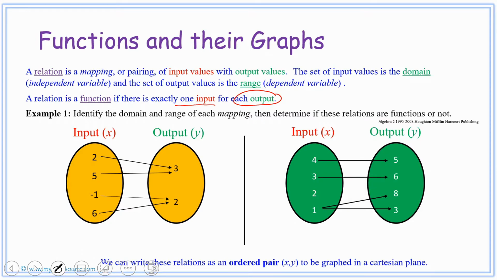I'm going to skip that first. We can write these relations as ordered pairs. So just to help you out, this will help us out in answering that question. We see here that we can say 2 and 3 makes this first coordinate pair. 5 and the 3 makes the second one. -1 and the 2 make the third, and 6 and 2 make the fourth.